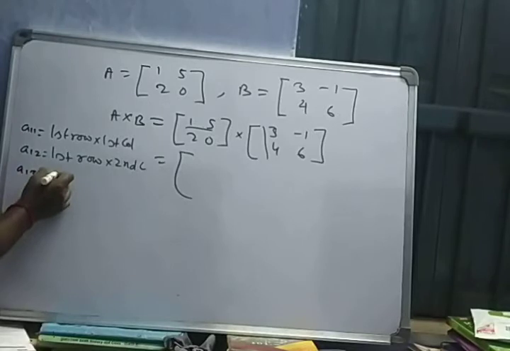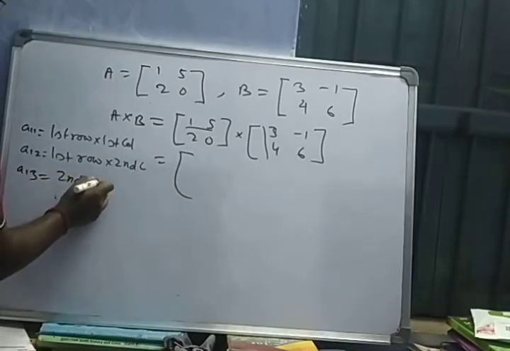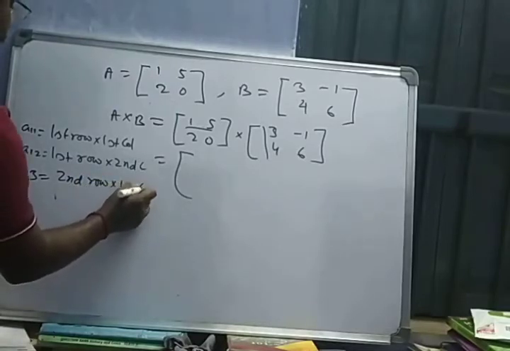Suppose it is A11, then it will be A12, then A13. We will get second row into first column. Second row into first column.